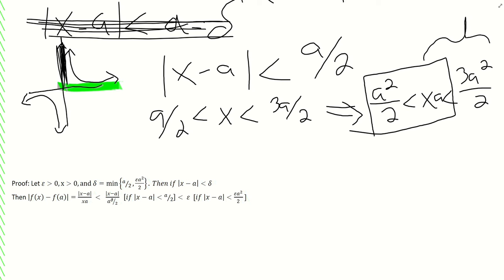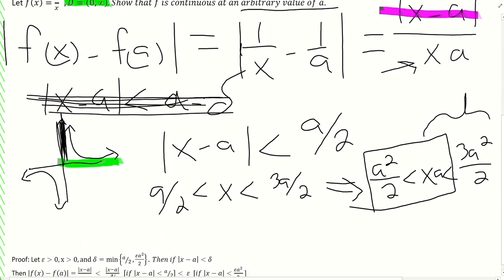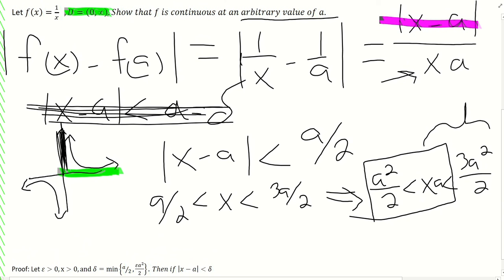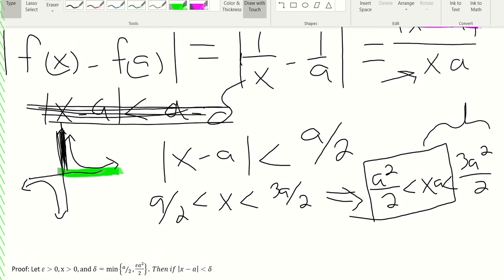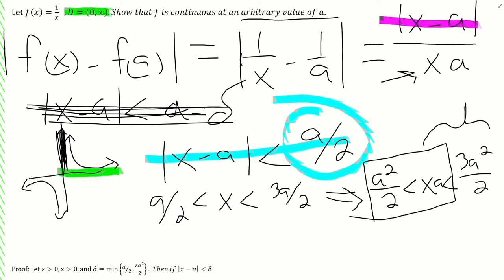And then now we're going to say that delta is the minimum of a over 2 and epsilon a squared over 2. Now that might not be clear while we're saying that, so let's go ahead and scroll back up to our side work. So the reason that we're using those 2 values for delta, one of them is right here. So right there we declared that delta is this a over 2, and from that we got all this inequality.